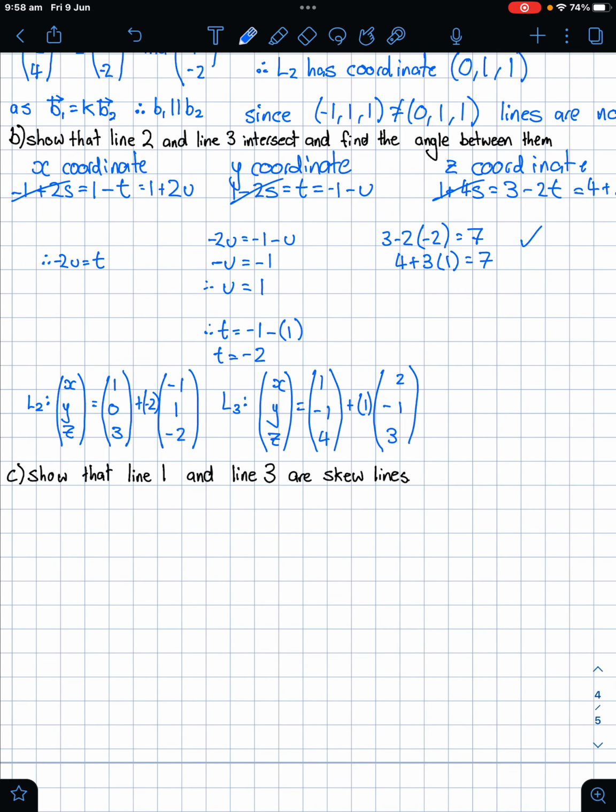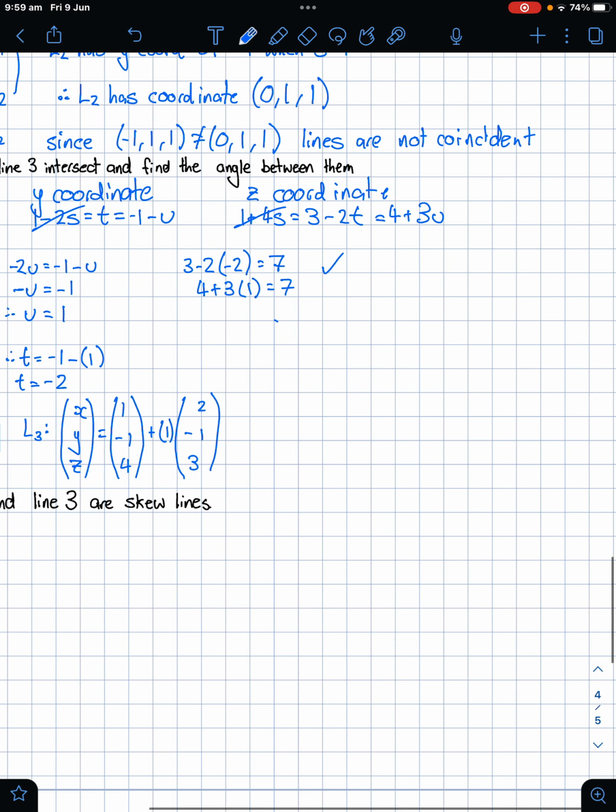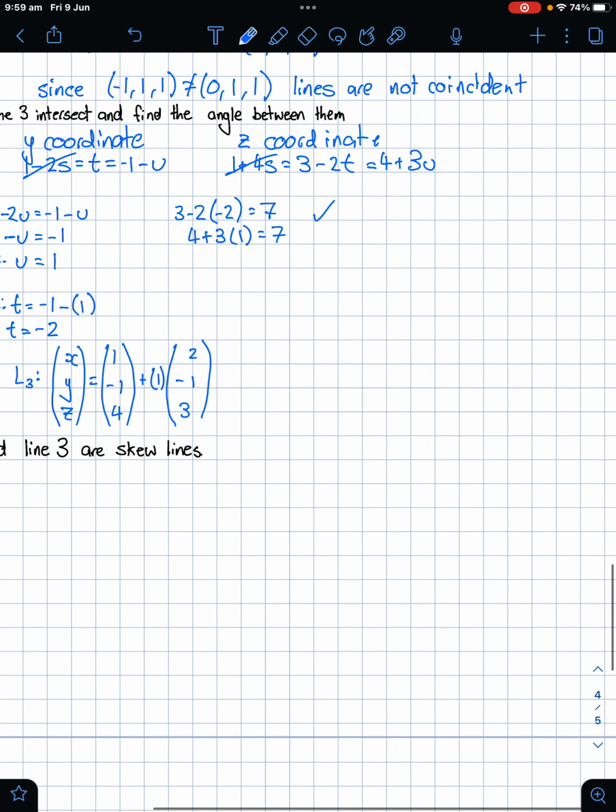I've got 1, 0, 3, and then I've got -2, and a 3 by 1 again. So we're going -1, 1, -2, and we should get a coordinate. These should meet the point of intersection here. Should equal 3, -2, and 7.